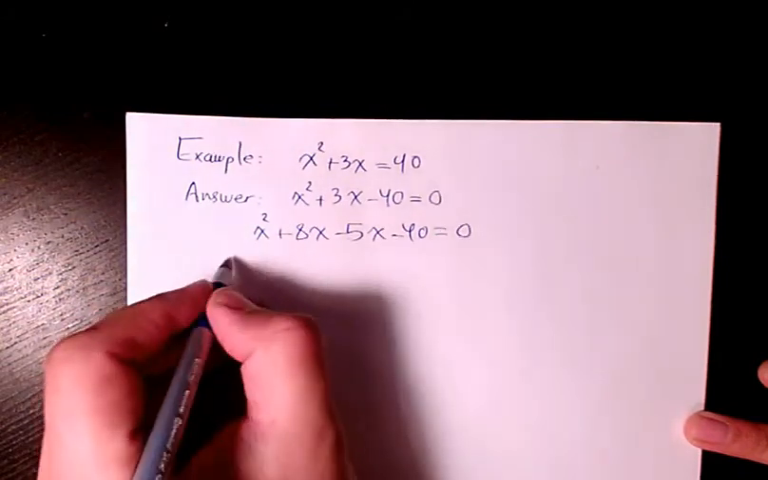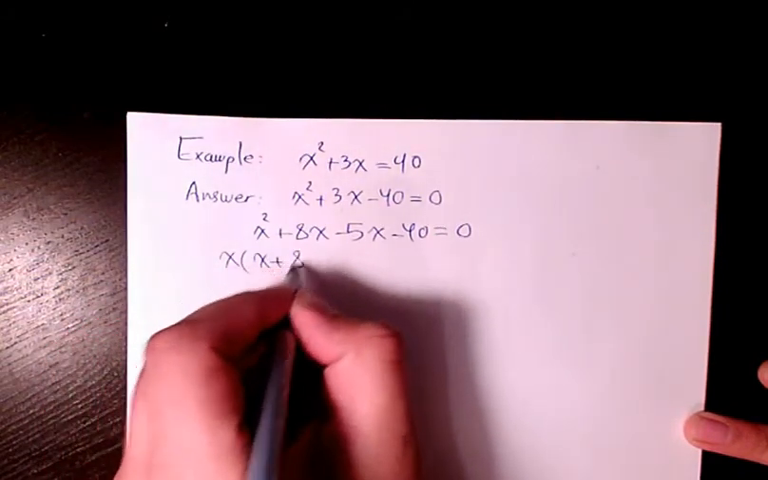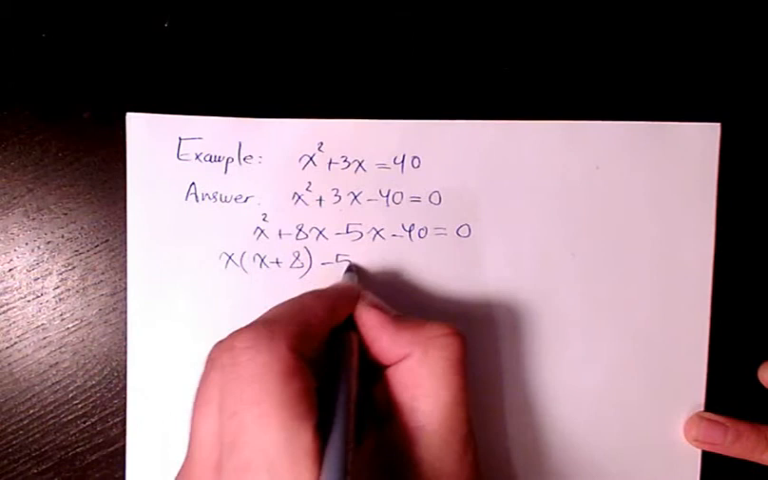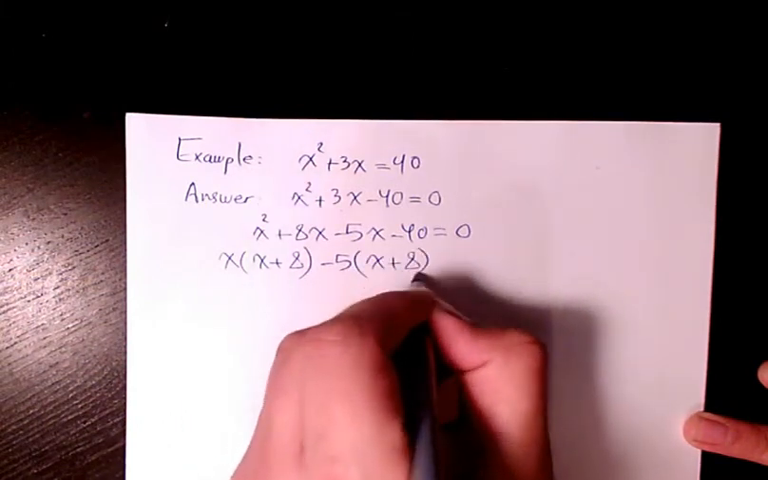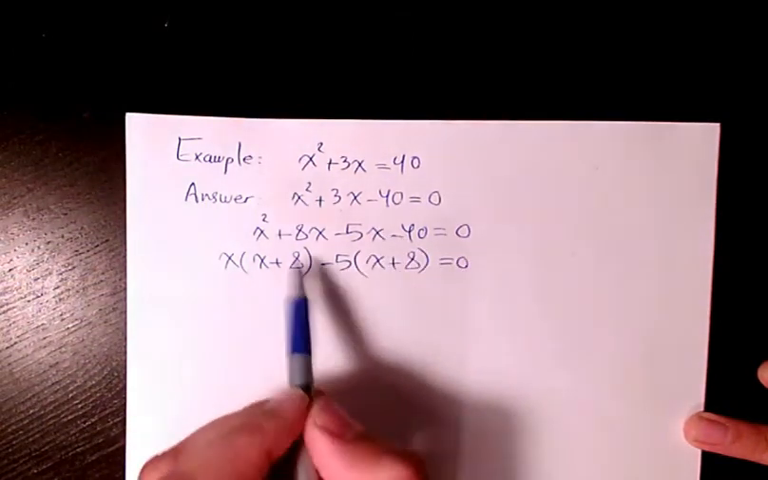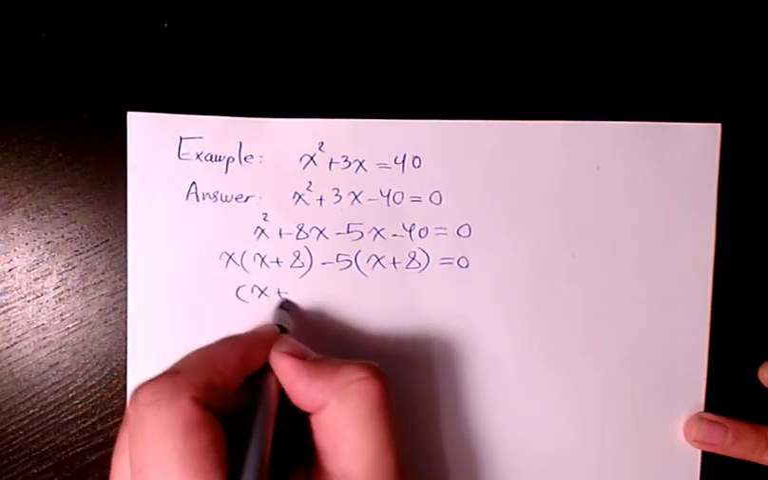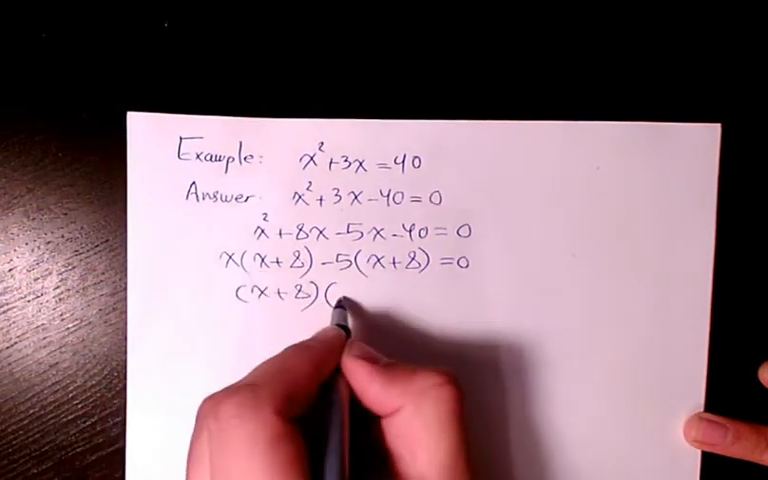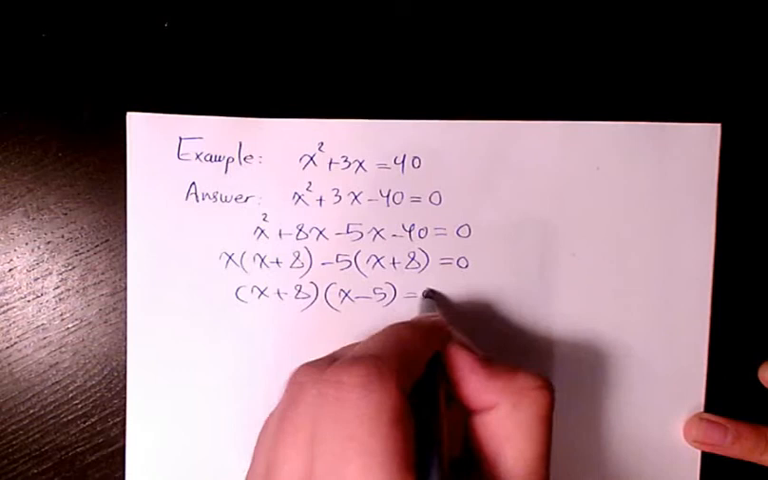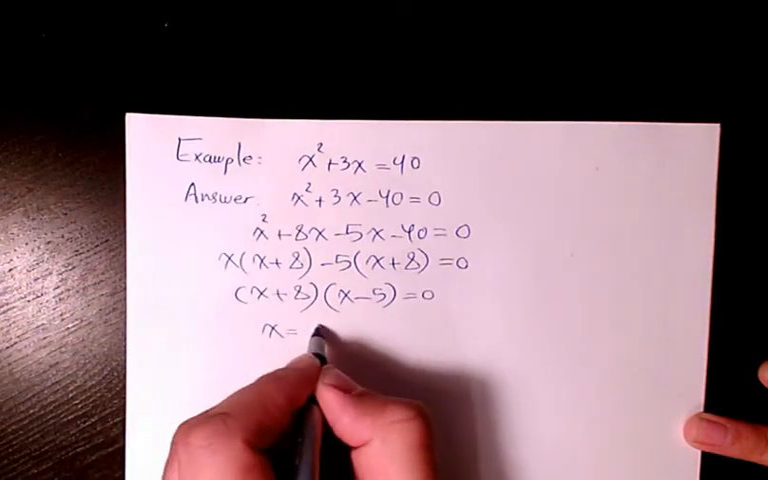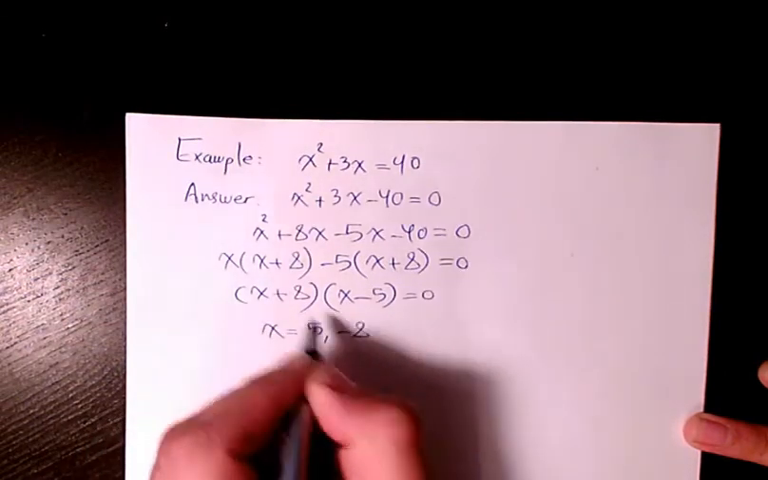Then I do group factoring here, x plus 8. And here I factor negative 5, x plus 8 equals 0. So basically we need to have the same thing because we want to factor this one now. And here is going to be x minus 5 equals 0. So the two answers are x equals 5 and also x equals negative 8.